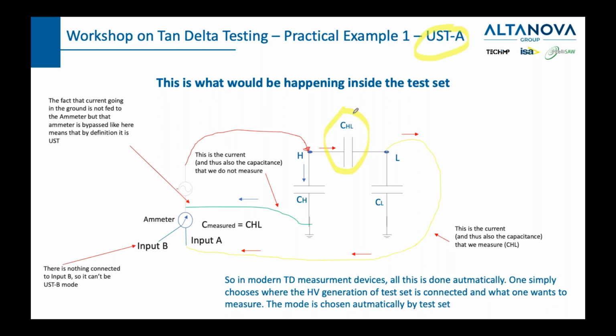So which current you measure, that's the capacitance that you measure. In today's devices, we cannot measure the current running through the capacitor and the current running through the resistor, because that's the modeling of the insulation. We simply generate voltage, we measure the currents on the input, and we measure the angle between the voltage and the current, the voltage which generates the current and the current which is generated by the voltage. And that's how we measure all these parameters.